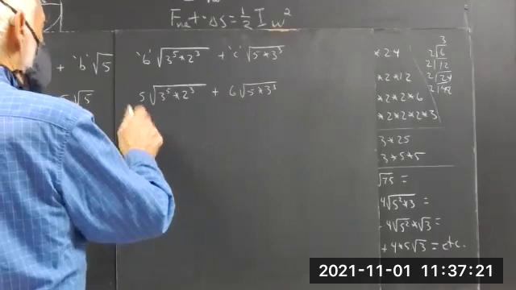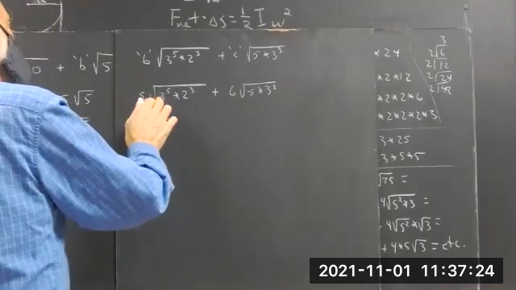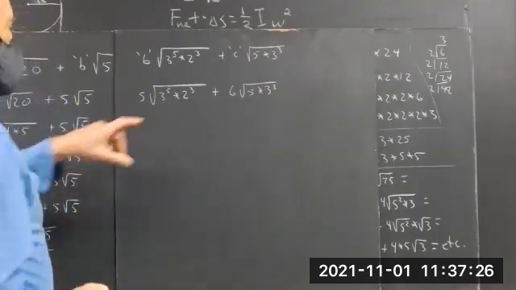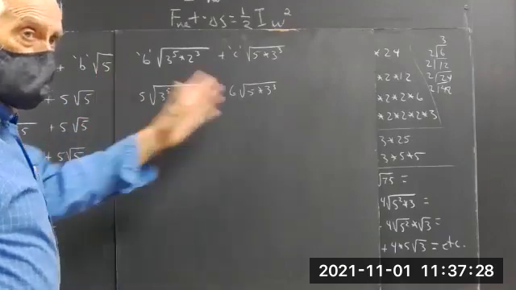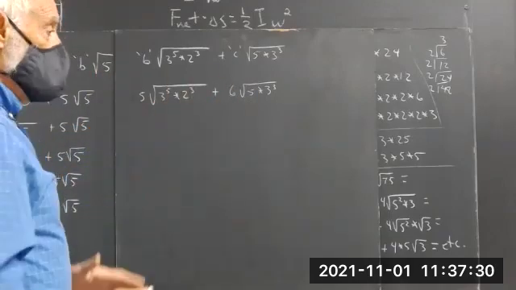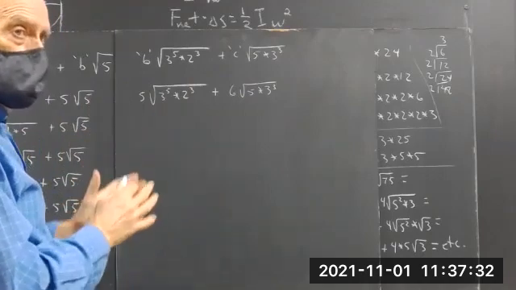Now, I want to take out an even number of 3s. In other words, you've got 5 3s multiplied together. I know if I take an even number, then I can group those into 2s.